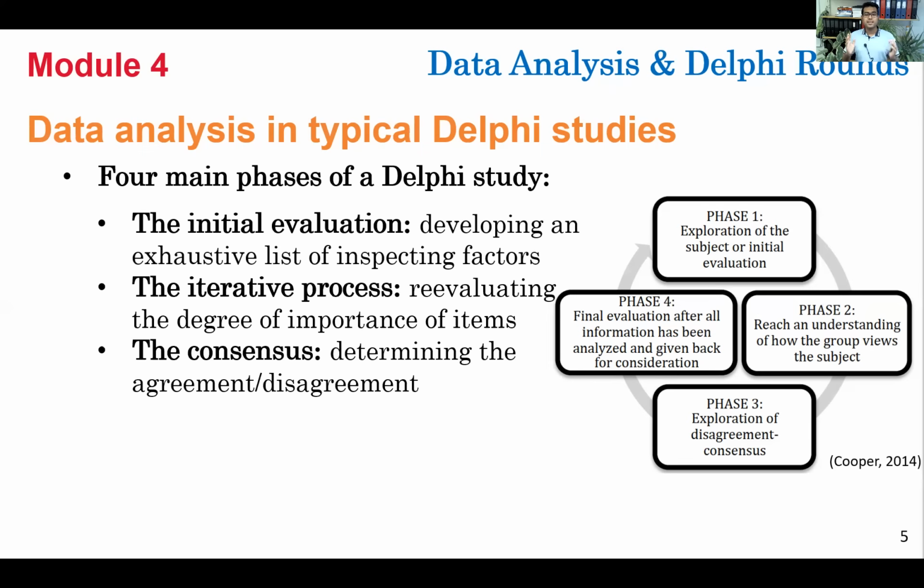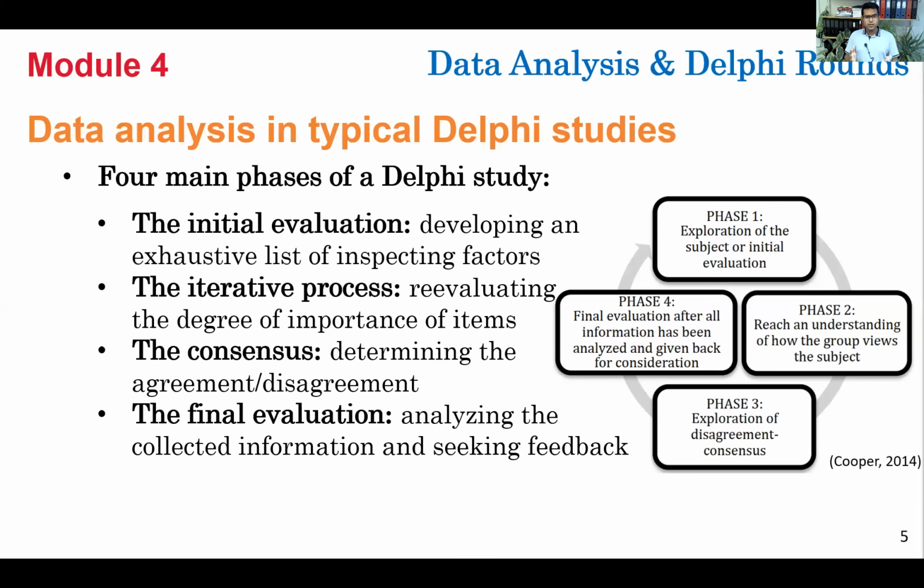The third phase, the consensus, is the process of determining if consensus is achieved or not. Consensus is usually determined by either achieving 70% of agreement or disagreement of an item under inspection, or if no significant changes to the median score are achieved in 2 consecutive rounds.